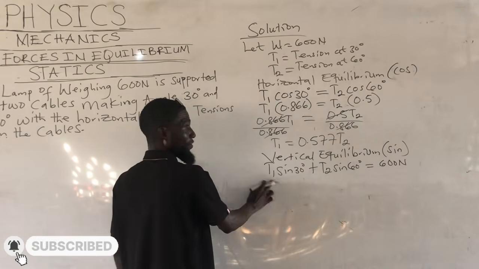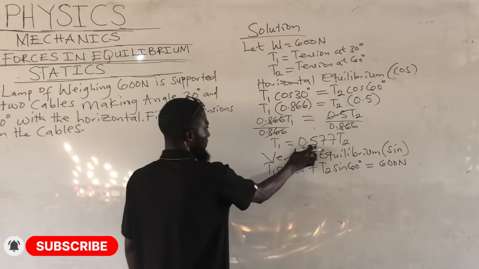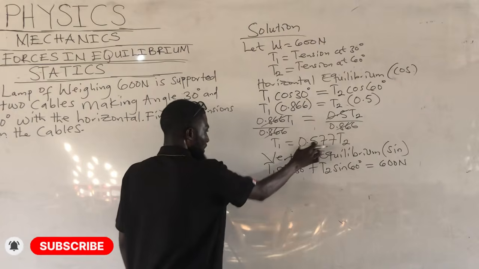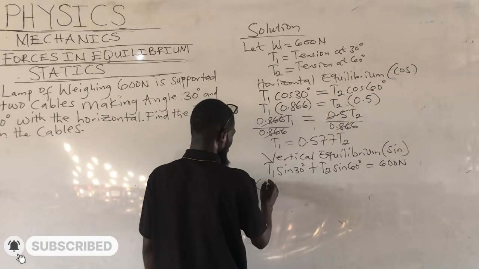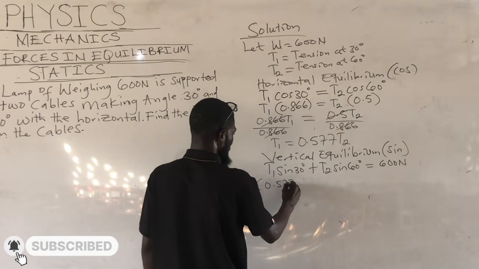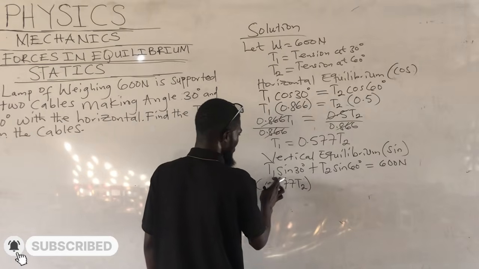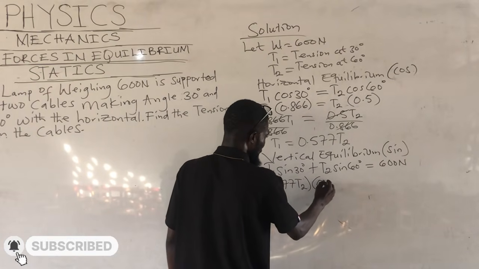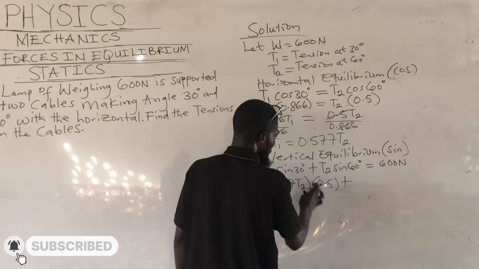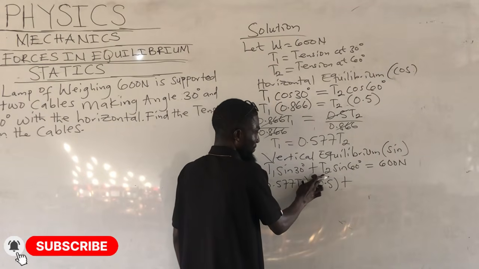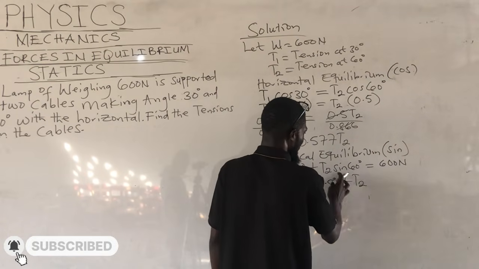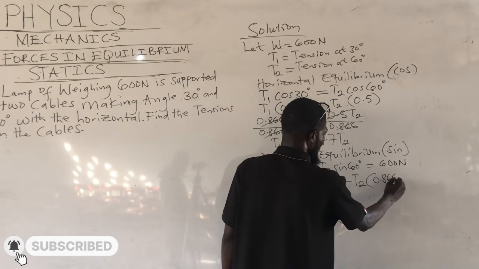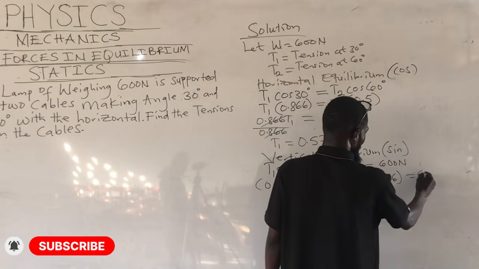On this note, remember, we already have T1, and the T1 number is 0.577 T2, so we take it and place it here. So T1 is in parenthesis 0.577 T2, and we'll have sine 30 degrees. So sine 30 degrees will be 0.5, plus we have T2. Remember T2 here, and sine 60 degrees will be 0.866. All should be equal to 600 Newton.